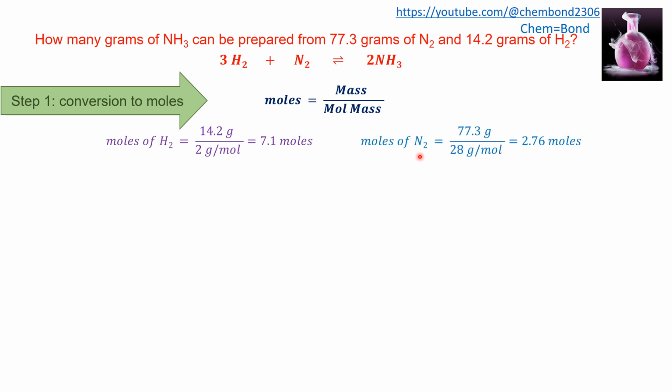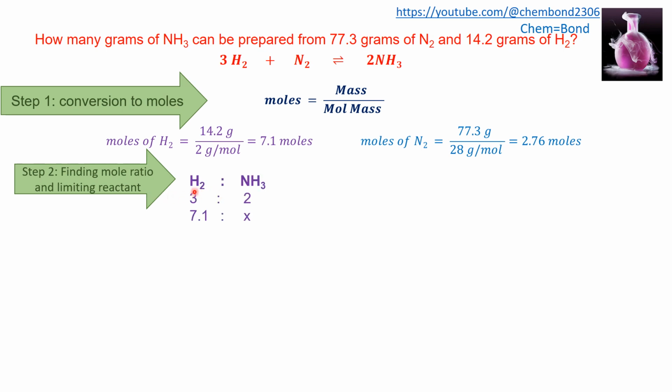Similarly, in the case of nitrogen, 77.3 gram is given in the question and 28 gram per mole is the molar mass of nitrogen. By solving it, we will get 2.76 moles of nitrogen. The second step is finding the mole ratio and the limiting reactant.